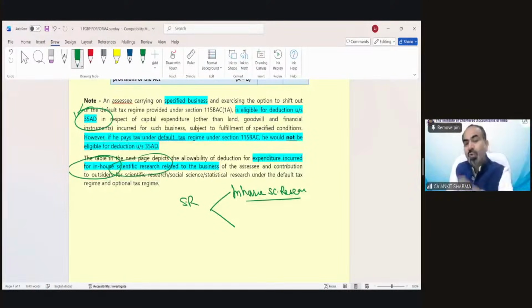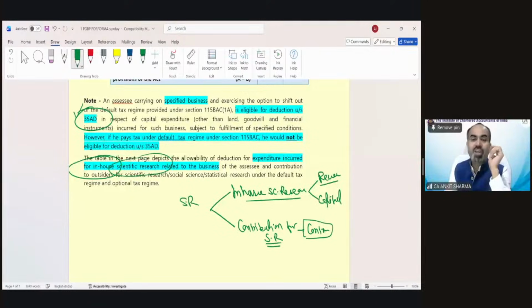Scientific research expenditure could be in-house scientific research expenditure, or there could be contribution for scientific research. If the expenditure has been done on in-house scientific research, either it could be revenue expenditure or capital expenditure. This is generally contribution. This contribution expenditure is allowed only under optional tax regime. And in-house expenditure on revenue or capital is allowed under both regimes.